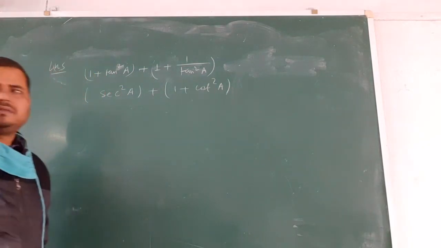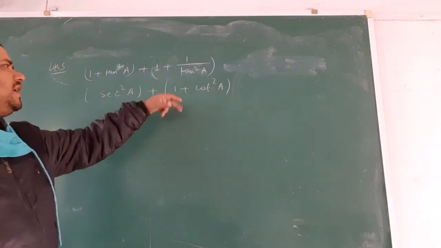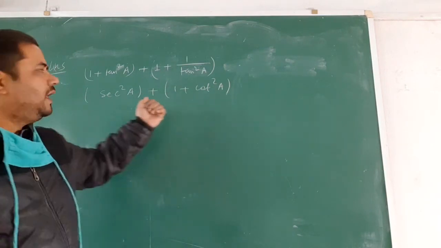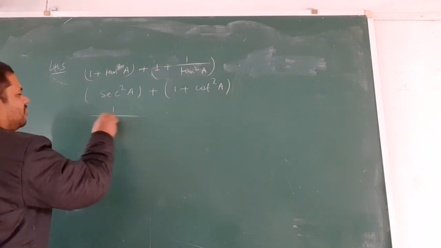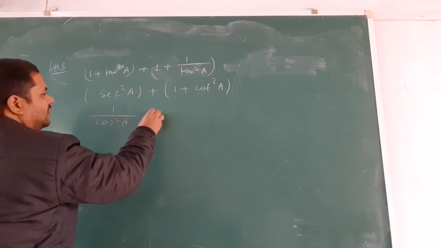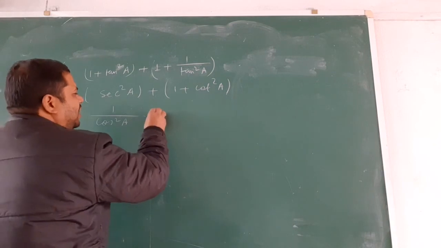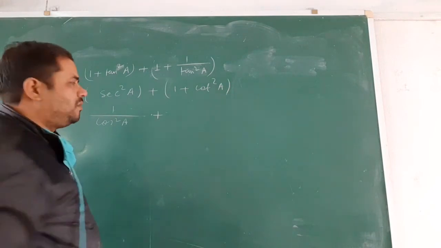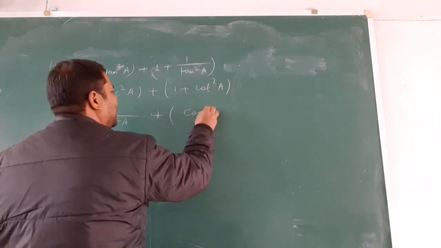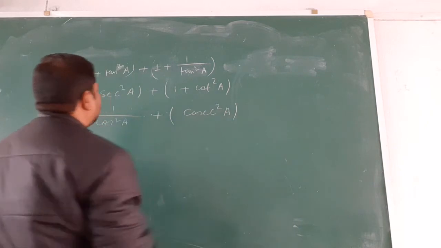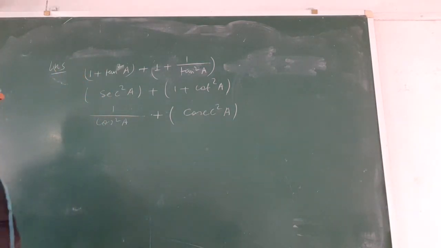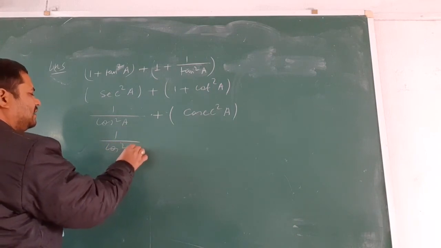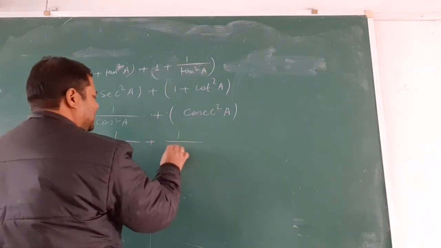Clear? 1 plus 1 upon tan square a. This is nothing but 1 plus cot square a. 1 by tan is cot a. And sec square a is nothing but 1 upon cos square a. And 1 plus cot square a is nothing but plus, right beta? In between there is no into, right? Plus this is cosec square a. Clear? And if you see, this one is 1 upon cos square a plus 1 upon sin square a.